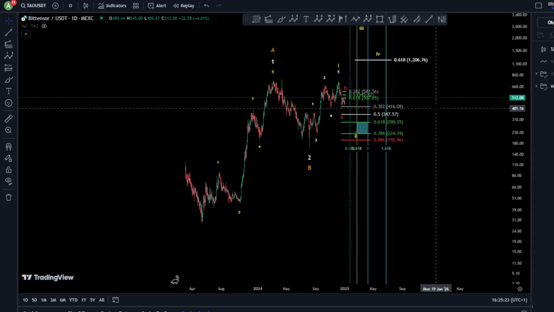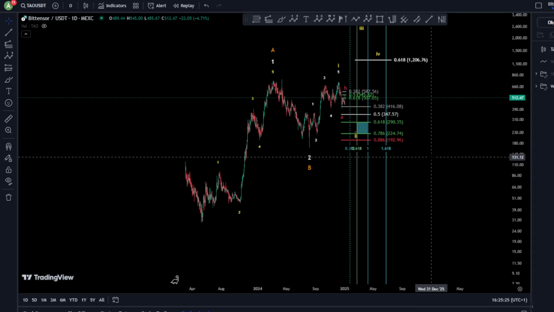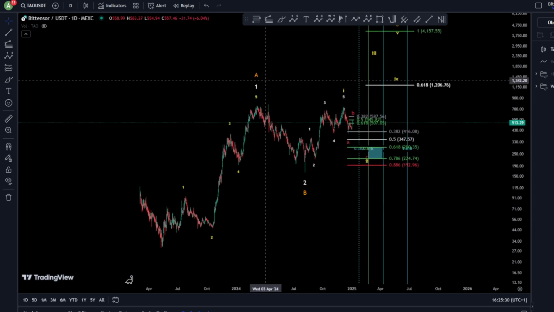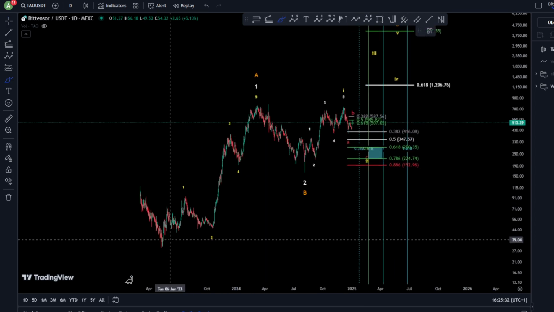Hello everyone, welcome to a new video for Bittensor price prediction based on Elliott wave analysis. And starting here on the daily chart, we are looking at 5 waves towards the upside.